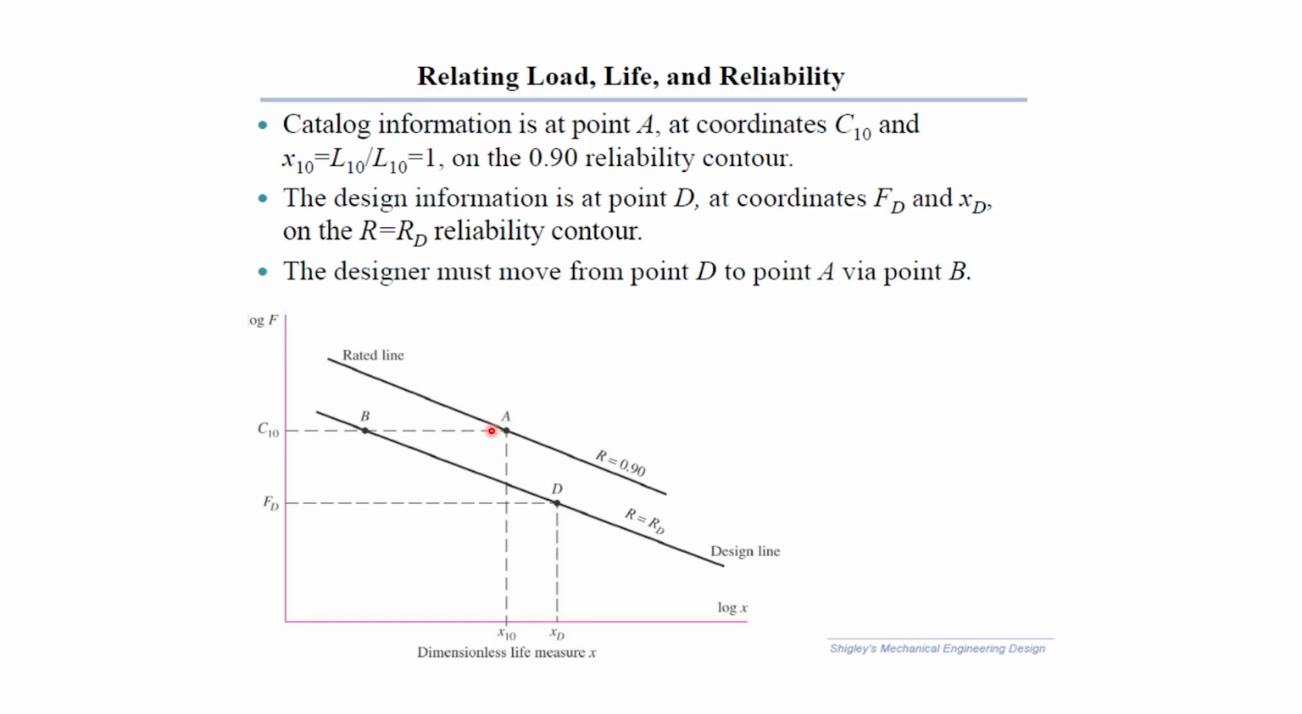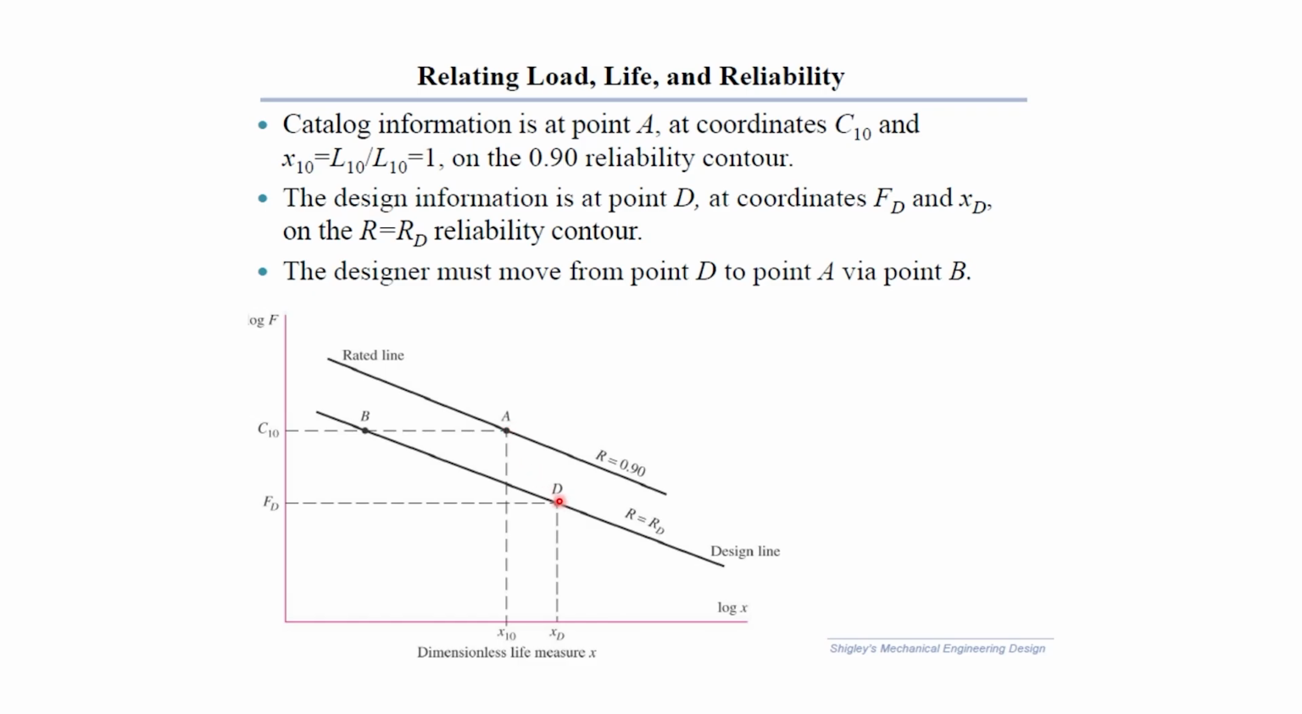And so, the force will be C10, the dynamic load rating, and on the x axis it will be x10 or xa, and this xa will equal Lr divided by Lr, or L10 divided by L10, and that will be 1. This is called the x10. So, this will be a known thing, A, as per the rated life, and this is your design point.